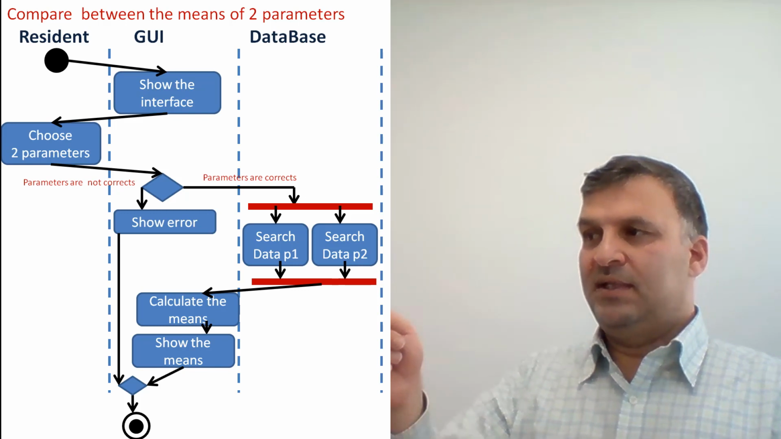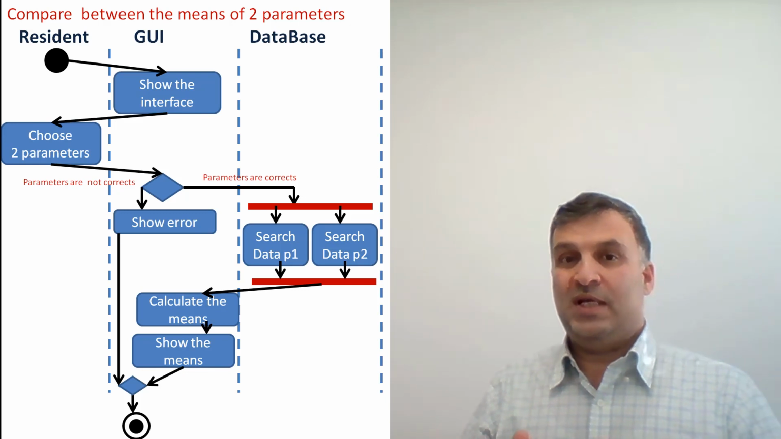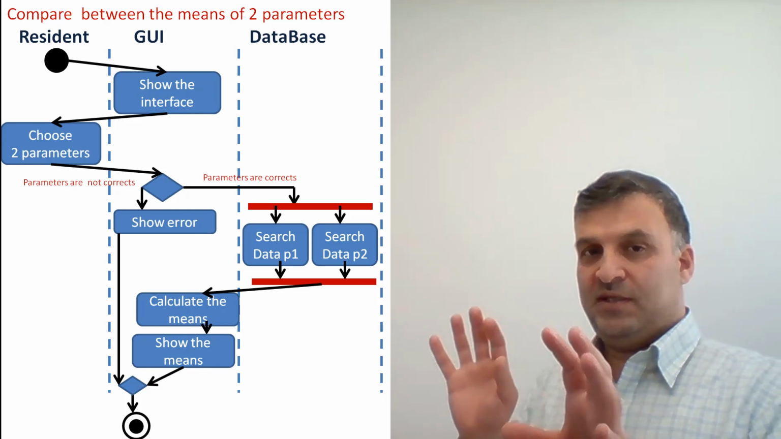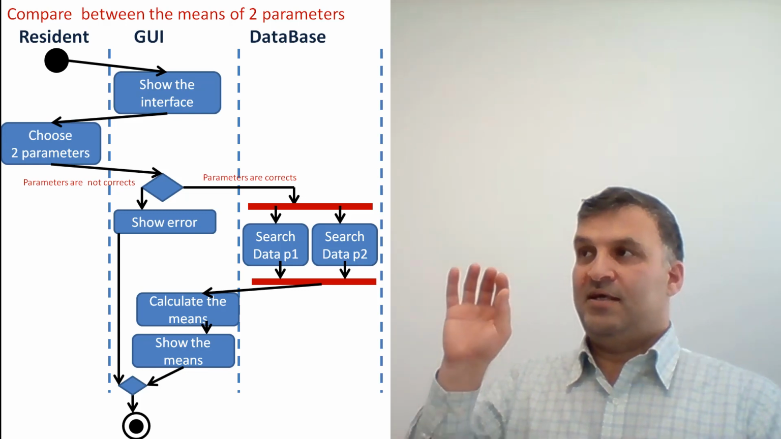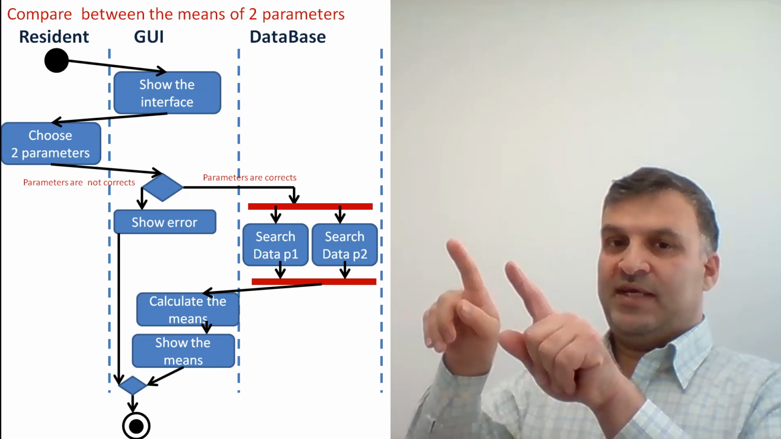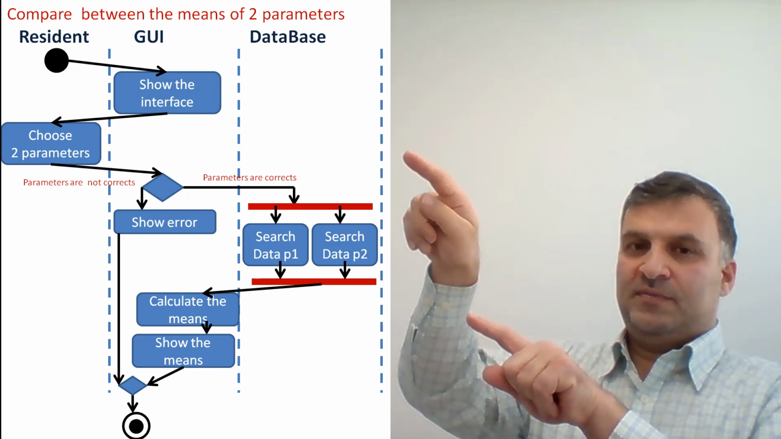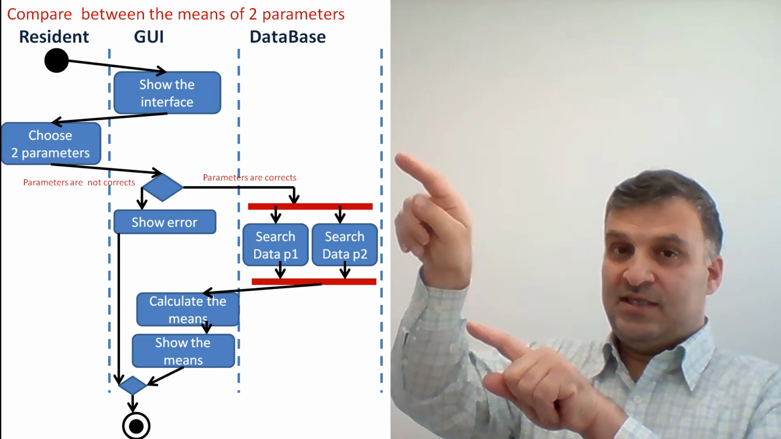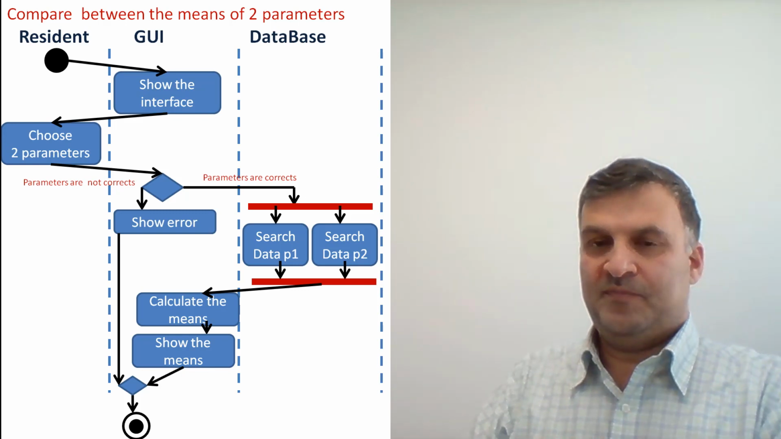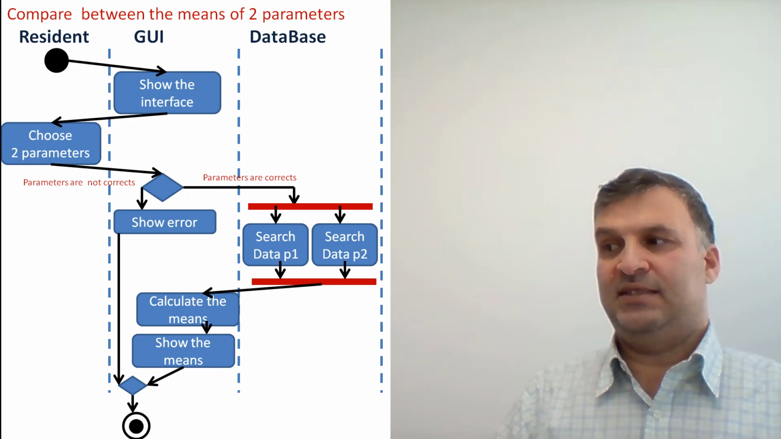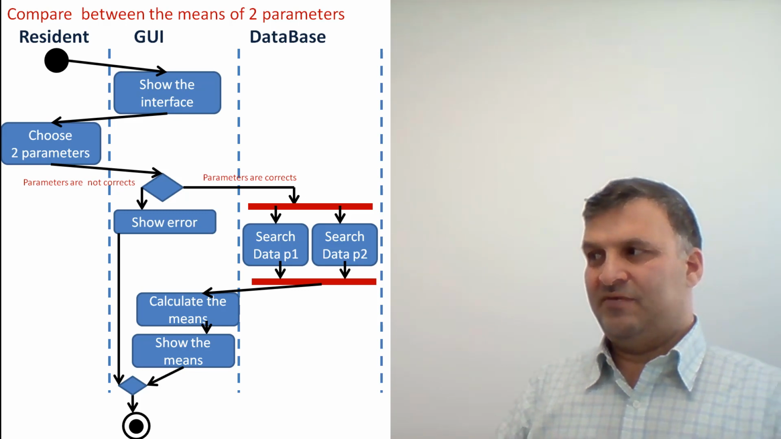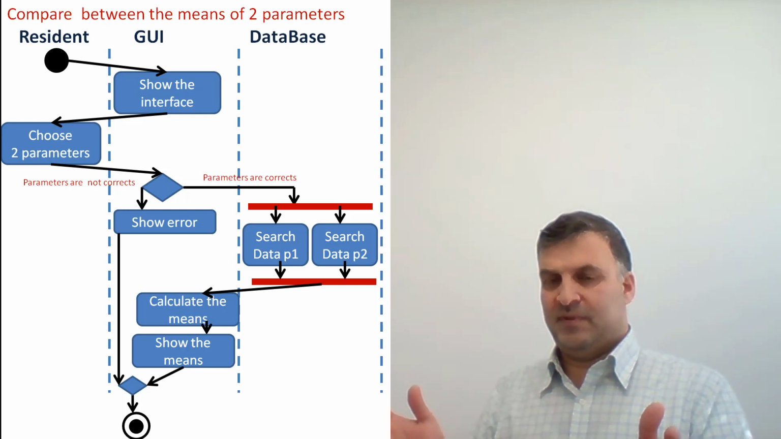What will happen? The GUI will calculate the means of the two parameters. After that, the GUI will show these means. After that, the two paths of the first decision diamond will be joined again in the second diamond, the merge diamond. After that, the application will end. It is a very simple example, but it is very useful.